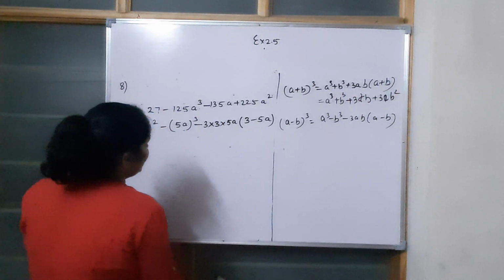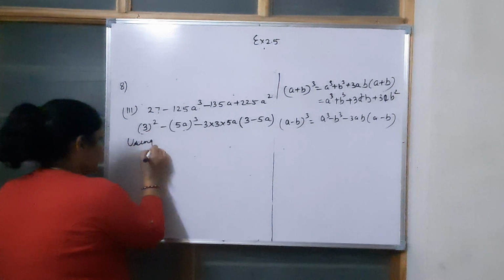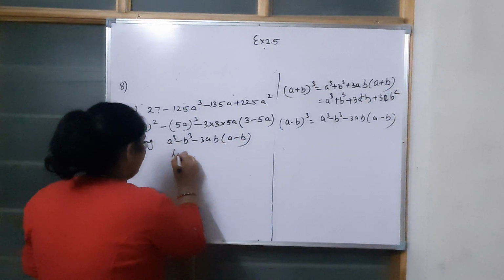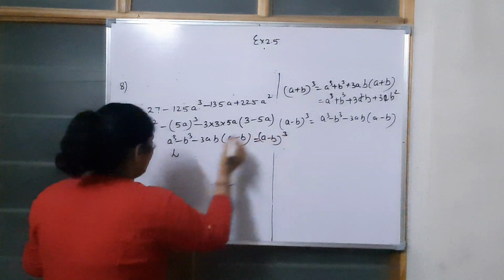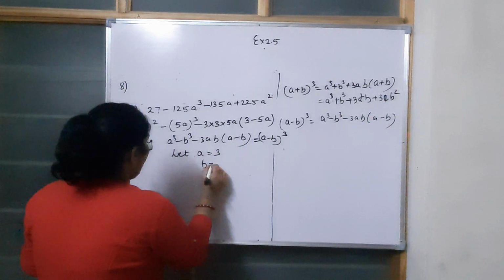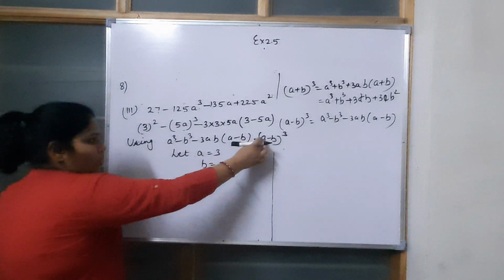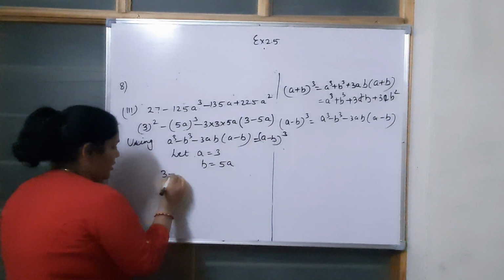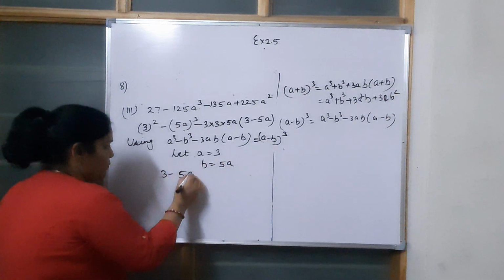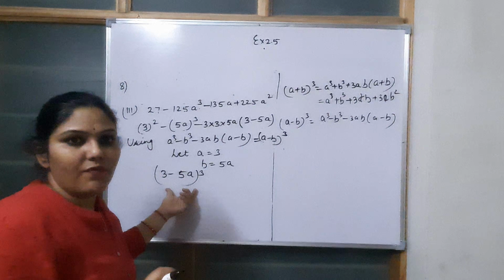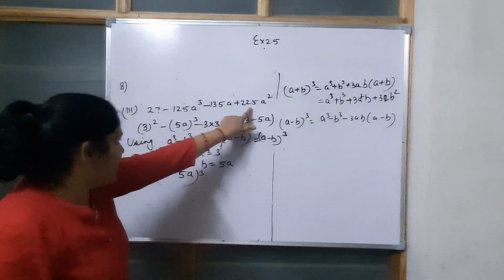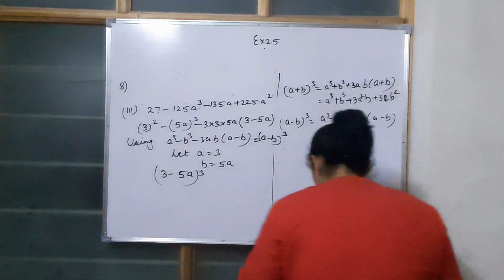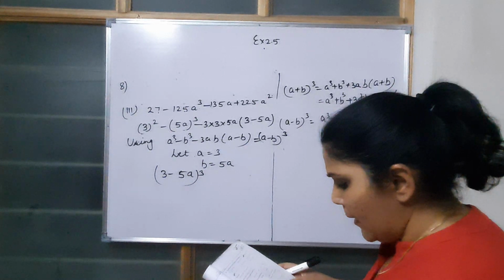So which identity will we be using? Using A cube minus B cube minus 3AB, A minus B is equal to A minus B whole cube. Let A be equal to 3 and B be equal to 5A. So we have to write it in factorized form. This is the expanded form. So in place of A we will put 3, then minus sign, and then B we have to put. Alright, so this is the factorized form. So this is the expanded form and this is the factorized form. I hope everybody is very much clear with this. Alright. Now moving on to the next question.